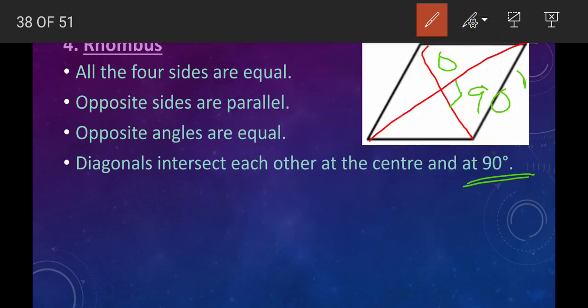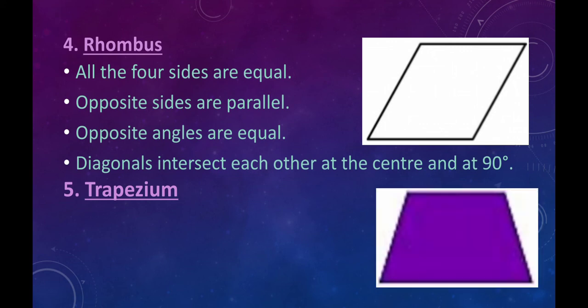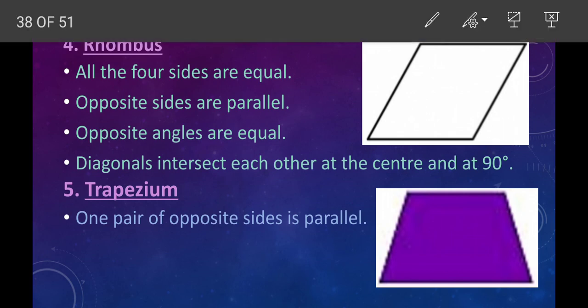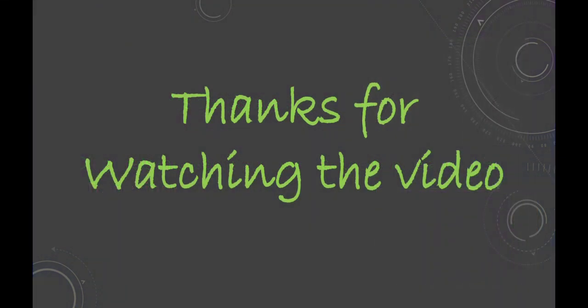Okay everyone, next move to the last case, that is the trapezium. Next type is the trapezium. So this is the shape of a trapezium. Here one pair of opposite sides are parallel to each other. In this, this pair is parallel to each other, and the other pair we don't know, they may be. Only one pair is parallel to each other.